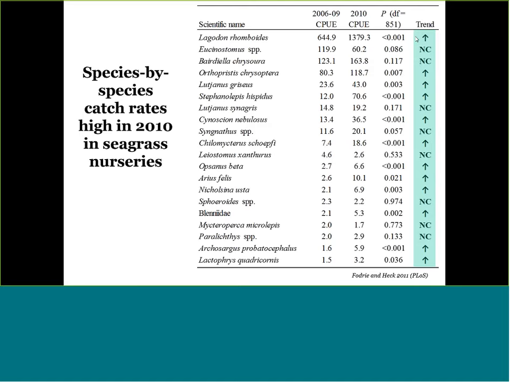So NC. So of the 20 most common species, 8 of them showed no change. They had the same abundances after the spill as before the spill. The other 12 species actually showed statistically meaningful, ecologically relevant increases. So these were more abundant after the spill.